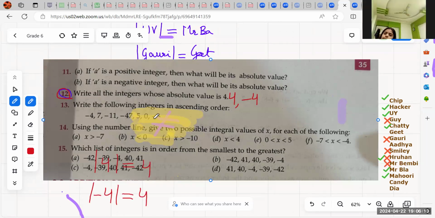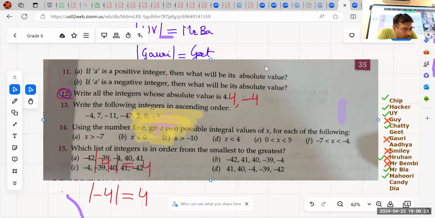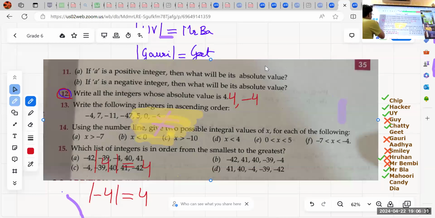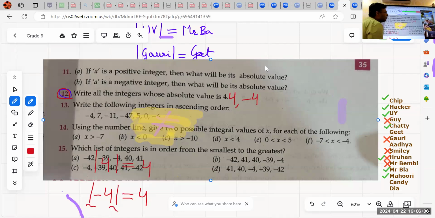10 minus 6 is equal to 4. So how? Because -4 is not equal to 4. Beta, that's what I'm saying, these are magical brackets. These are called absolute value. Absolute value means the distance of -4 from 0. How much is the distance of -4 from 0? Distance is always positive. Like if I ask you, how much is the distance from your house to your friend's house?